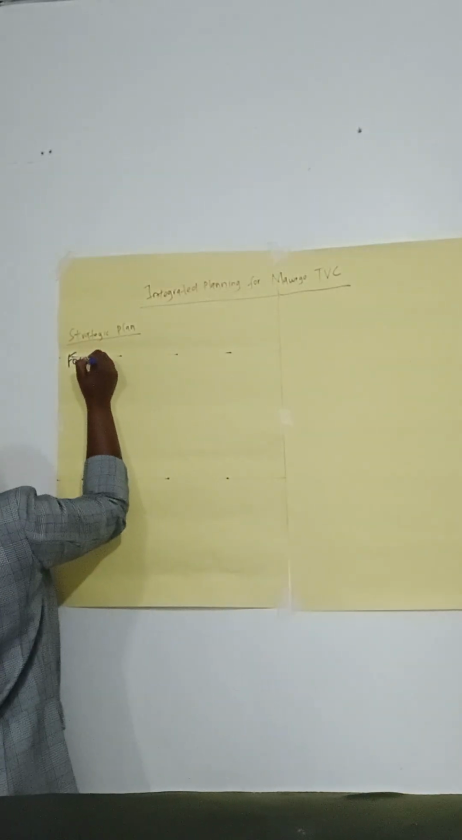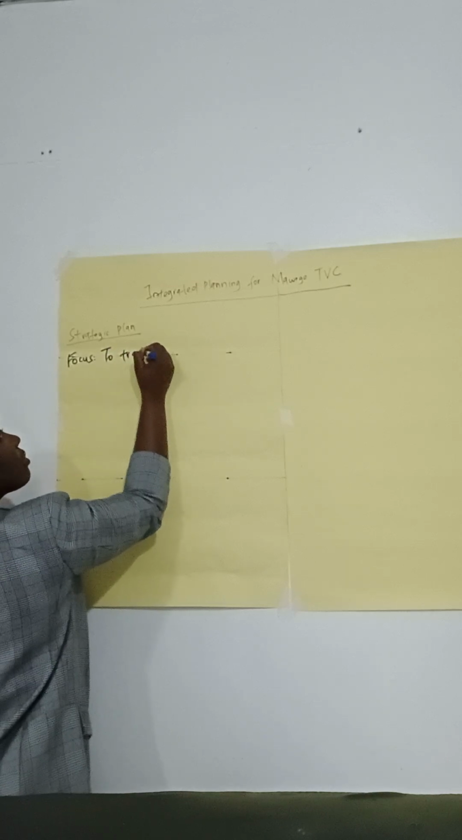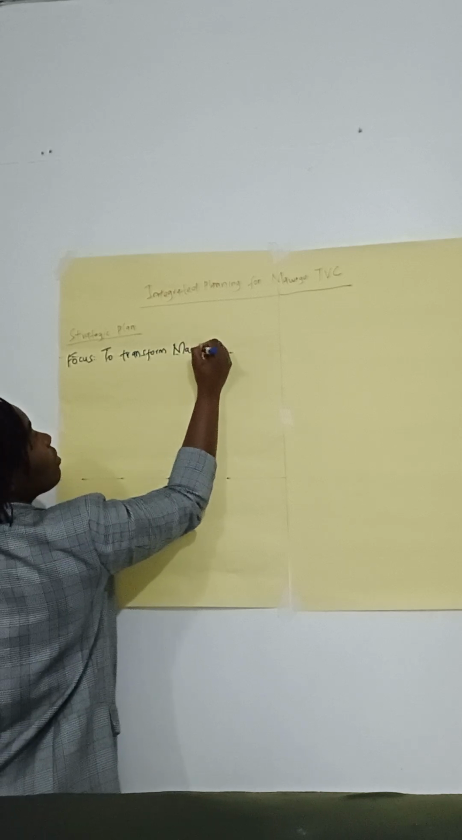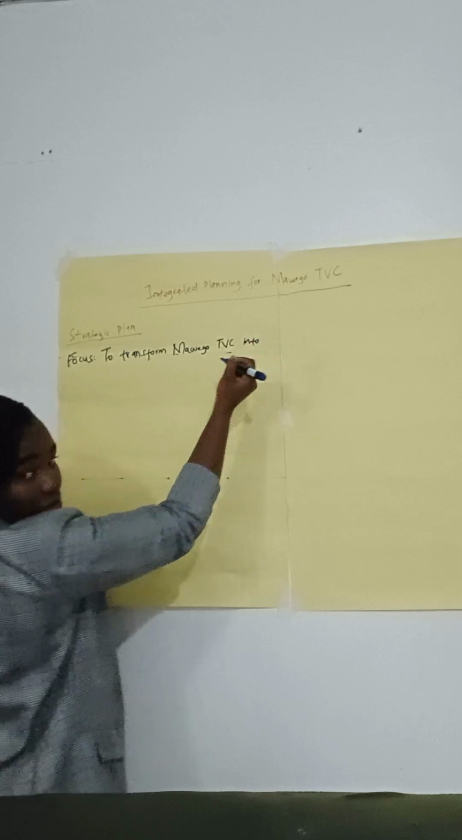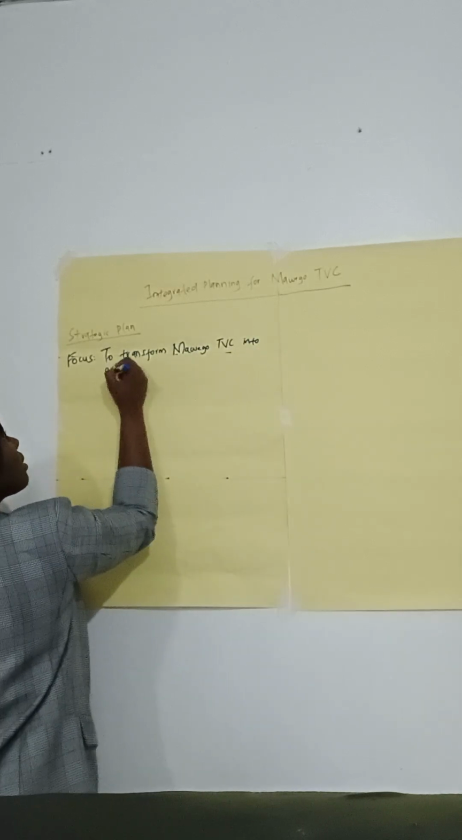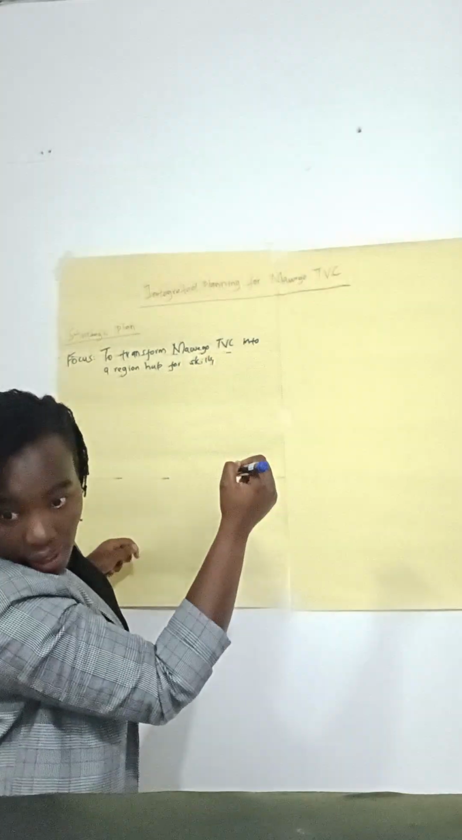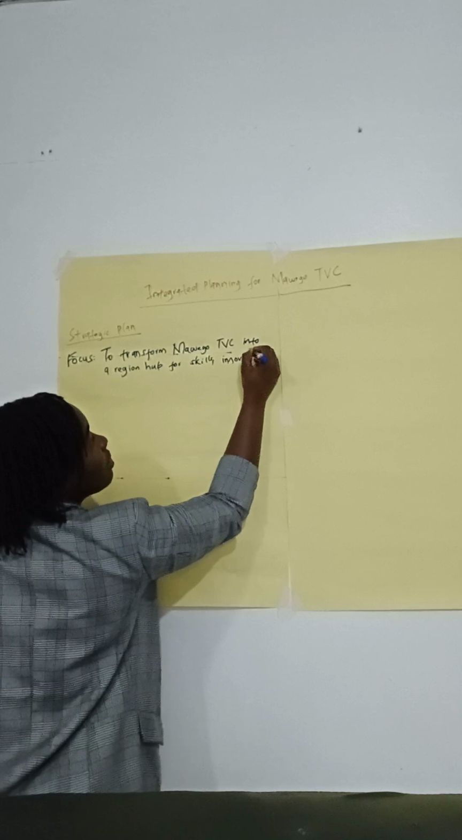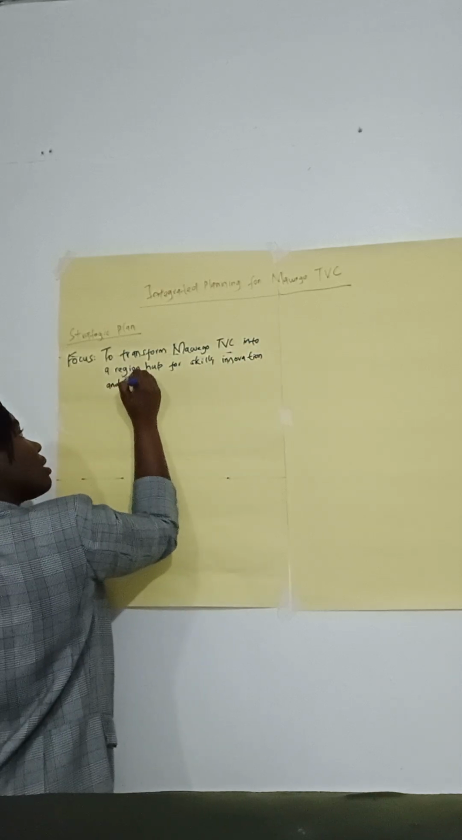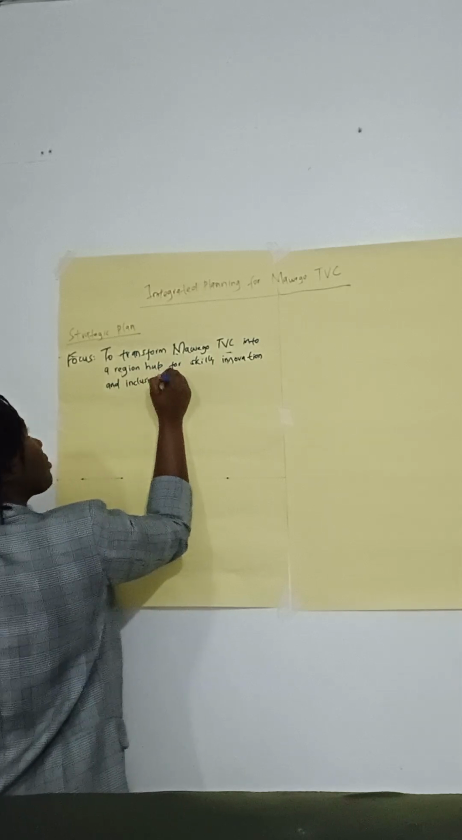In this strategic plan, it is for 3 to 5 years for Mawego Technical College, and the focus is to transform Mawego Technical and Vocational College into a regional hub for skills, innovation, and inclusivity. That is the focus.